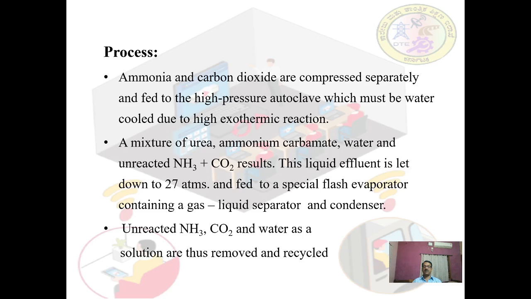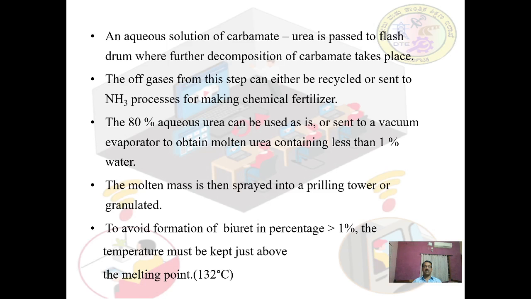This liquid effluent is let down to 27 atmosphere pressure and fed to a special flash evaporator which contains a gas liquid separator and a condenser to separate the unreacted ammonia and carbon dioxide and also water from the urea. And these solutions are taken out and recycled. An aqueous solution of carbamate urea is passed to a flash drum where further decomposition of carbamate takes place. The off gases from this step can either be recycled or sent to ammonia processes for making chemical fertilizer.